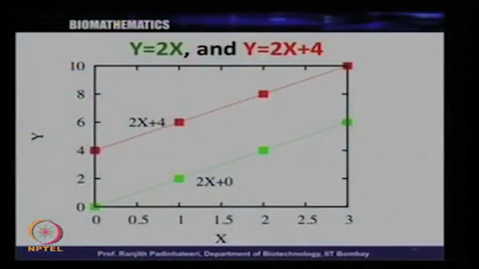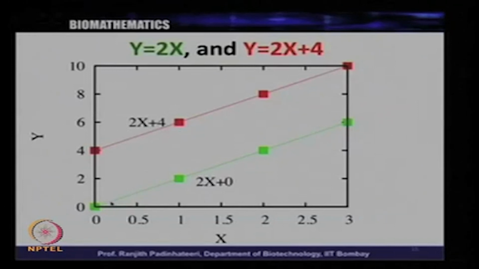So, next graph what we have plotted is y is equal to 2x plus 4. The red dots represent a curve which is y equal to 2x plus 4, and the green dot is the curve which we already saw, which is y is equal to 2x. So, this graph is basically a comparison between y is equal to 2x, which can be written as 2x plus 0, and y equal to 2x plus 4, which is the red dots and the line points represents 2x plus 4.